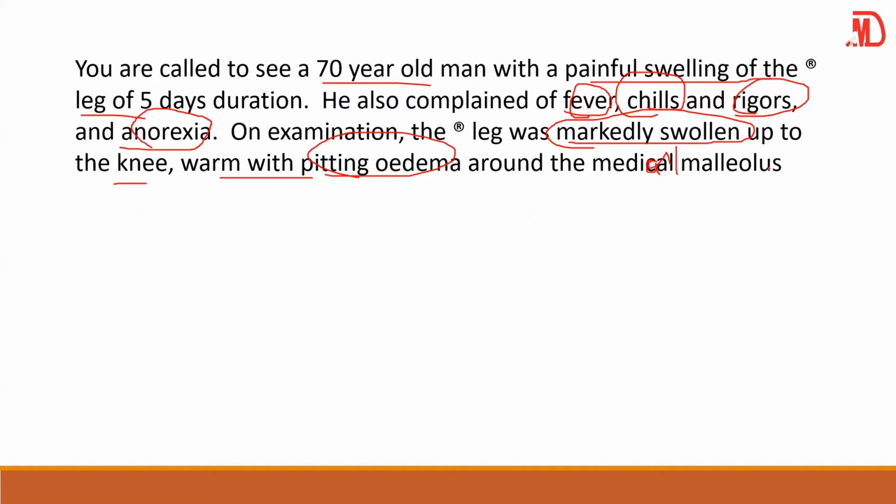So a 70-year-old man, pain in the leg of 5 days duration, fever, chills, rigors. Now, what are these things telling you? Fever, chills, rigors, warmth, swelling. These are signs of what? Inflammation, exactly. So what comes to your mind is that there is an inflammatory process taking place in this man, and this inflammatory process is taking place in the leg.